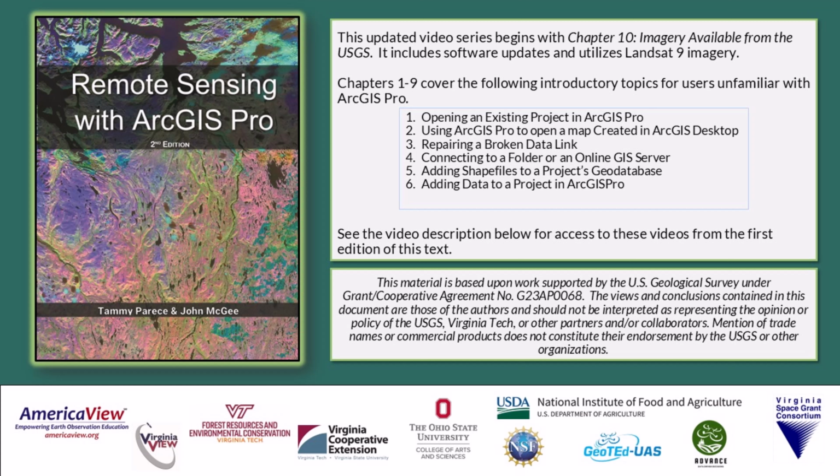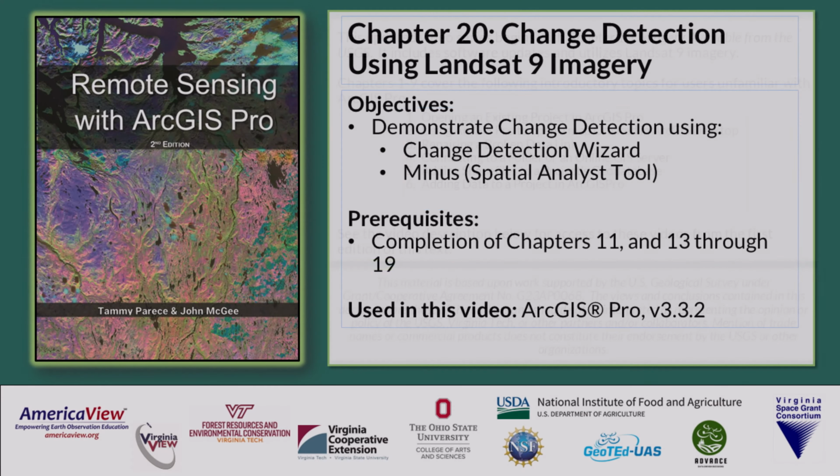This video series is associated with the Remote Sensing with ArcGIS Pro 2nd edition book. We will use Landsat 9 imagery in this series, and we'll also begin with Chapter 10. Links to resources for this video series, including free access to the textbook and to the videos for Chapters 1 through 9, are available in the video description below.